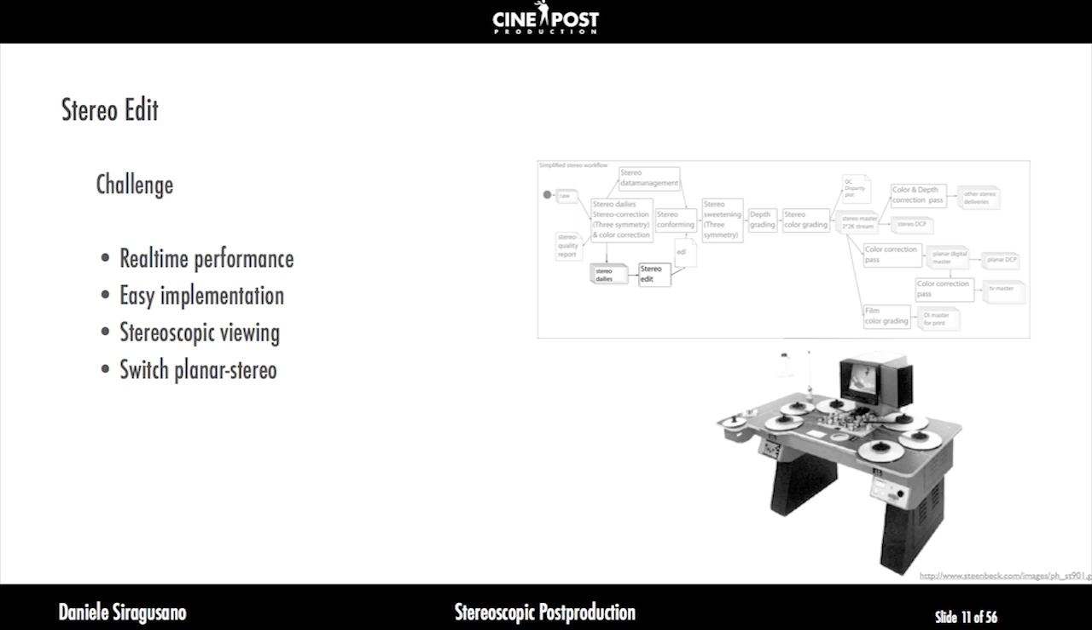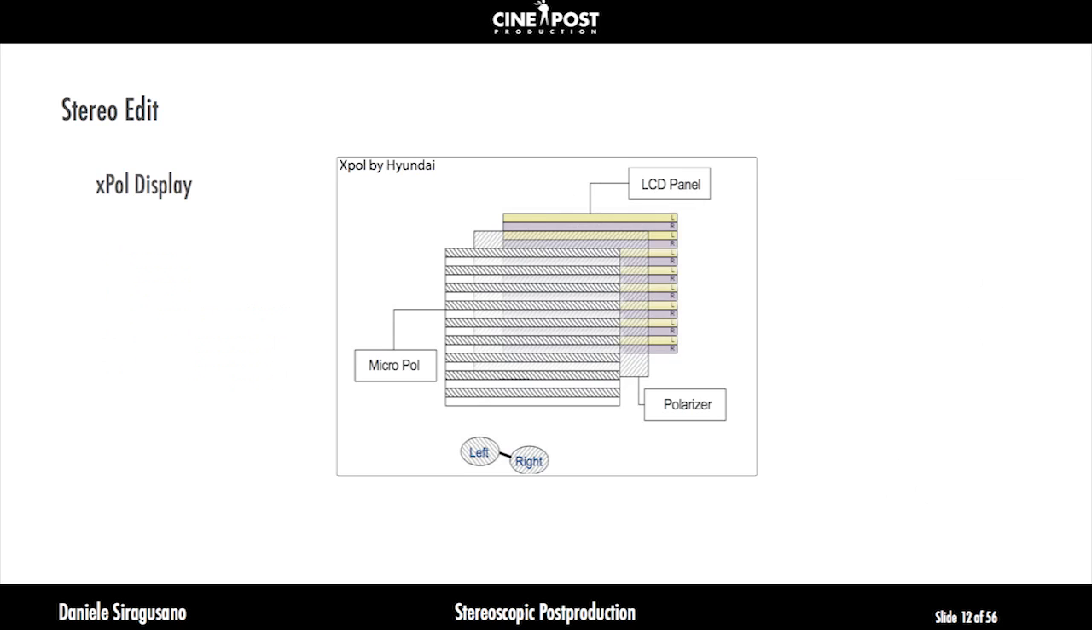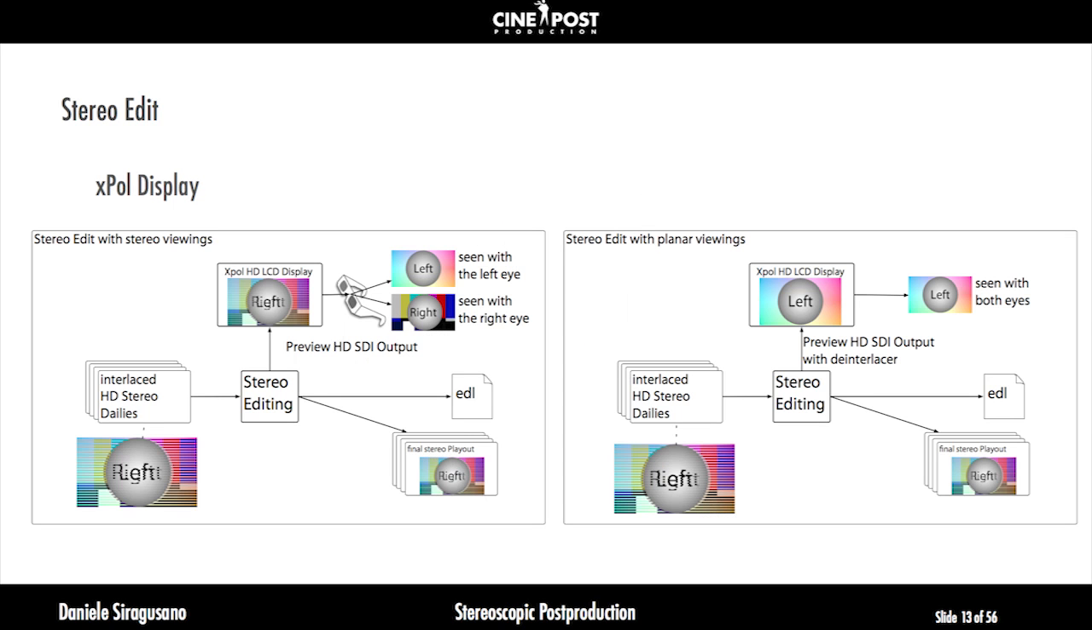And of course, switching between planar, so 2D, and stereo was also demanded, because most of the assistant editors were afraid of working 8 hours a day in stereo, and for simple tasks like rough cuts or sorting the material, you don't necessarily have to work in stereo viewing. So I explained the X-pol display.